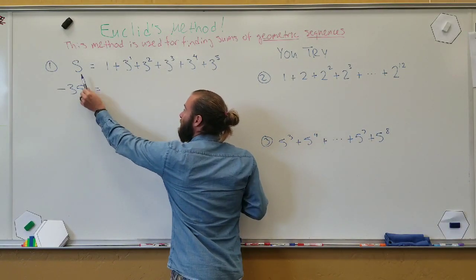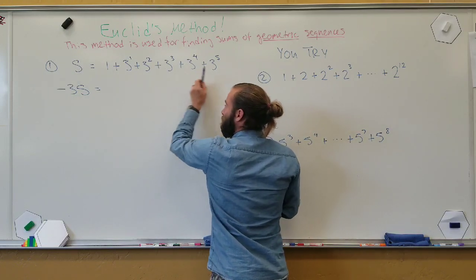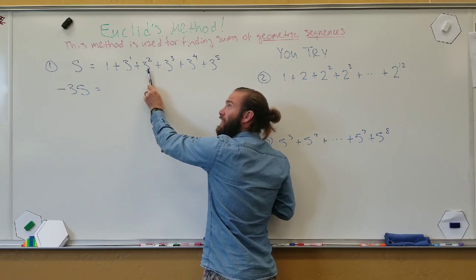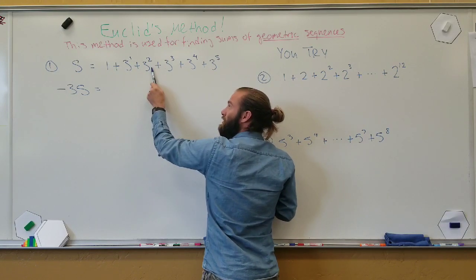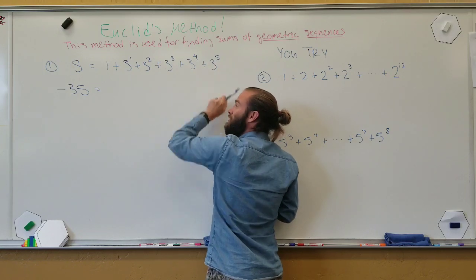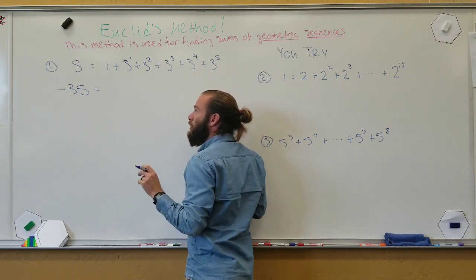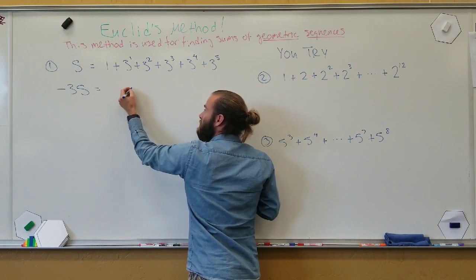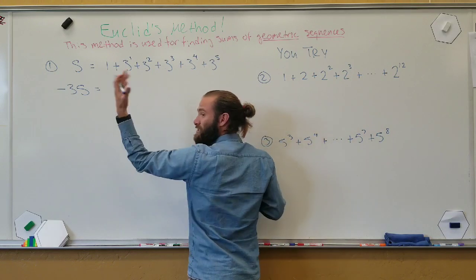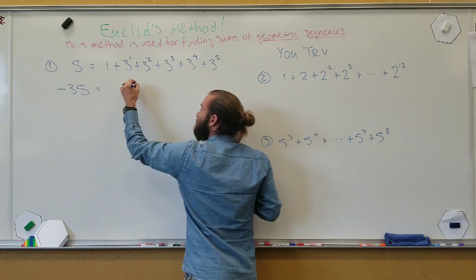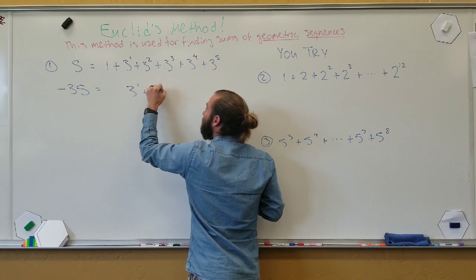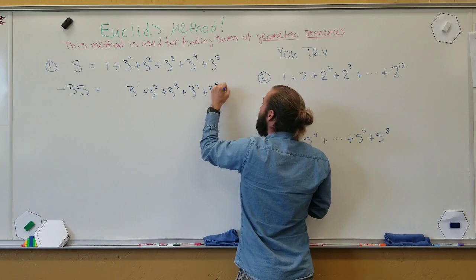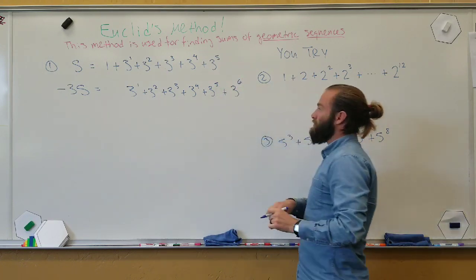If I multiply 3 by this sum, then this becomes 3, and then this becomes 3 squared, right? Remember, everything is multiplied by another 3, so all these are going to jump up by a power of 3. But we're going to line them up so that when we subtract them, they're like terms. So this changes to 3 to the 1 plus 3 to the 2 plus 3 to the 3 plus 3 to the 4 plus 3 to the 5, but then it extends up to 3 to the 6th.